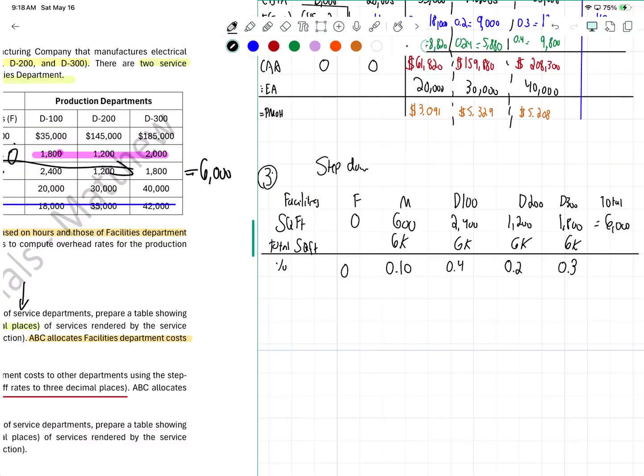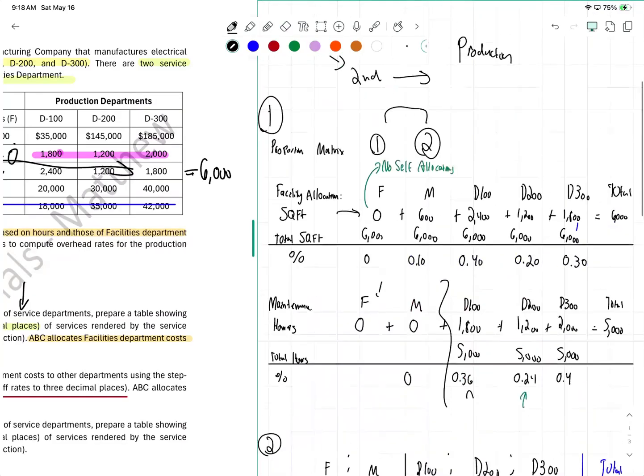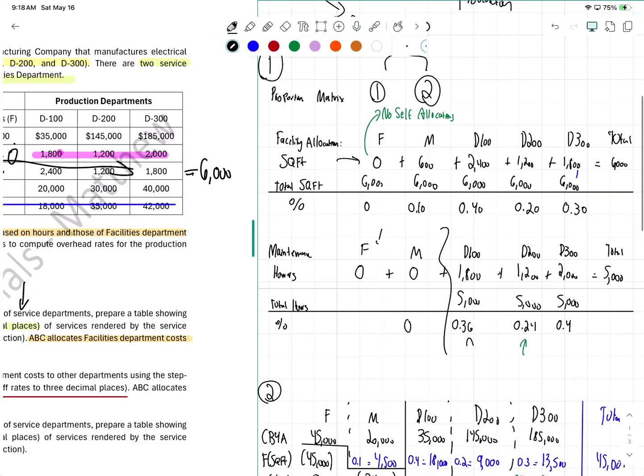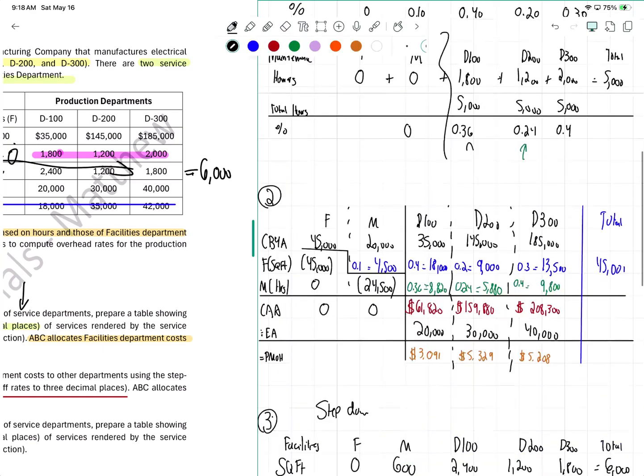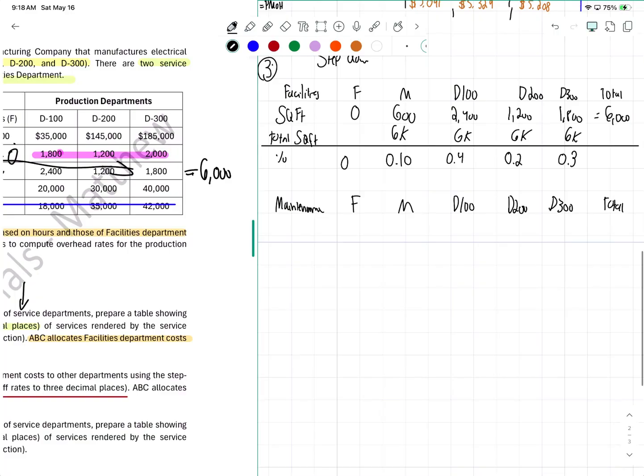Now, where it's going to change, guys, is the maintenance department, the maintenance allocation. So we'll put facilities, maintenance, D100, D200, and then D300. And then total. Now, guys, when we did the support department allocation before using step down, maintenance didn't help facilities at all because, like I said, with step down you're going down that staircase. You're falling down the stairs. Now for reciprocal, for maintenance, we'll put here the total hours, and here percentage.